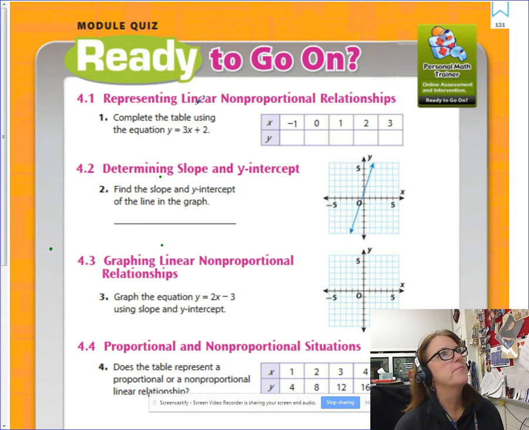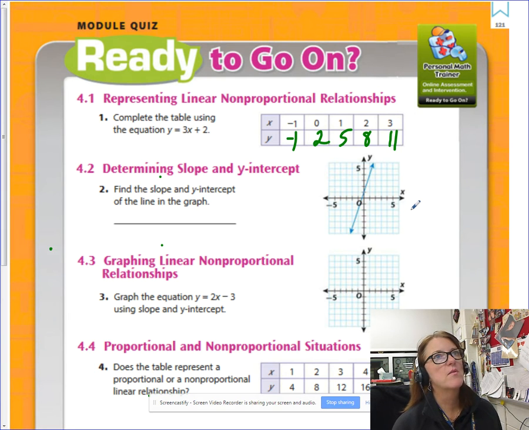So let's get cracking. This first one, here's a table. They give you the equation. They give you some input values. And here you're just plugging them in and letting it rip. So I always like to do 0 first. -1, I believe, gives you -1. 1 gives you 5. 2 gives you 8. 3 gives you 11. Okay.